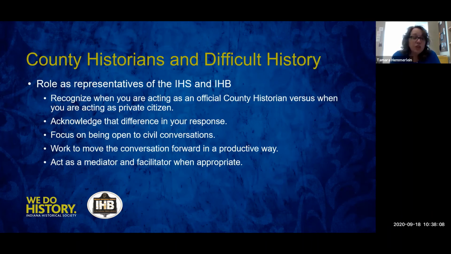So people are going to ask you, and they're going to ask for your advice, and they're going to ask you for your knowledge. And very often when that happens, you're also in a position where you can look at a conversation that's happening in your community, and you realize that you have a role as a mediator and facilitator for that conversation when it's appropriate for you to do that as the county historian. So be willing to take that on if you can, and if you're comfortable doing that.